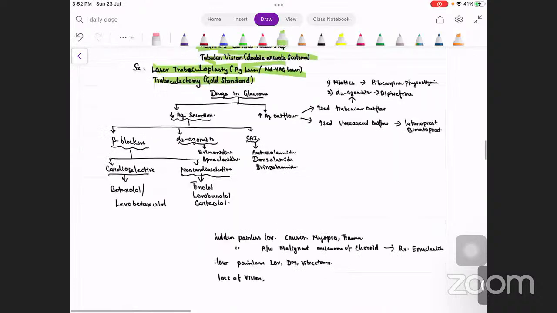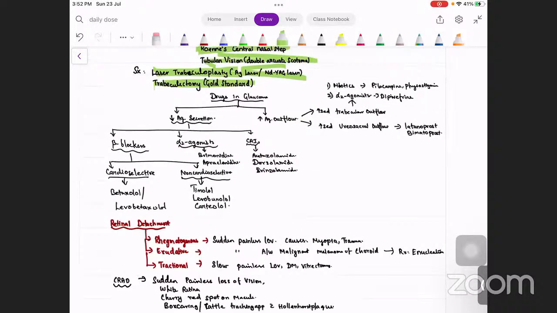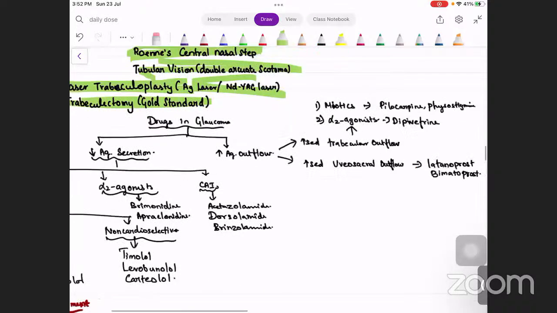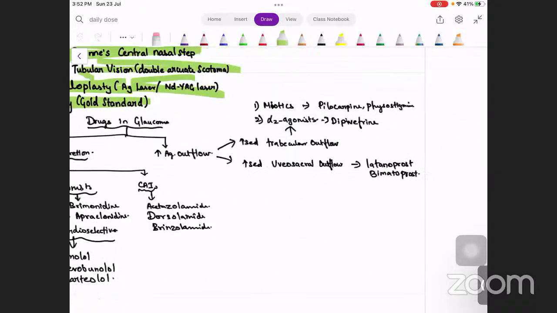Apart from that, what are the drugs we can give for glaucoma to decrease aqueous humor secretion or increase aqueous outflow? Aqueous outflow could be increased by either trabecular outflow or uveoscleral outflow. Increased trabecular outflow is associated with miotics and alpha-2 agonists such as pilocarpine, physostigmine, dipivefrin, all those things. They asked this as a question once in FMGE.